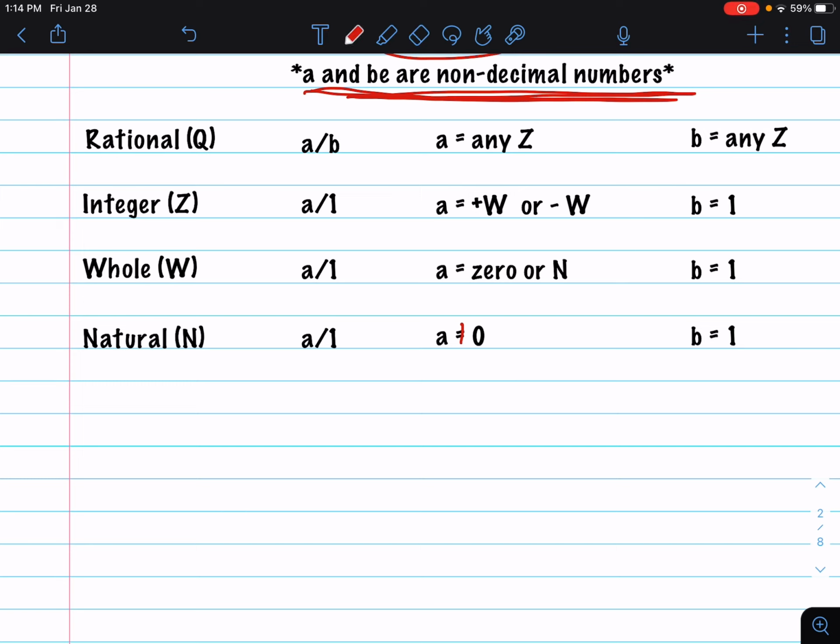For the set of whole numbers, a can be 0 or any natural number. For our integers, a can be a positive whole number or a negative whole number. And for our rational numbers, a can be any integer and b can be any integer. So hopefully that's something that can help you guys out as well.